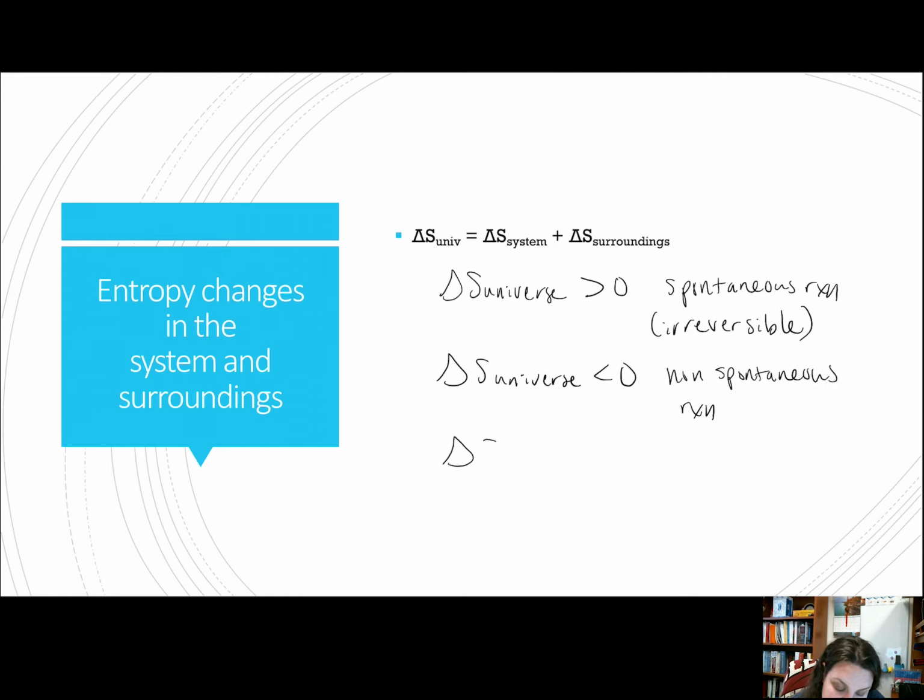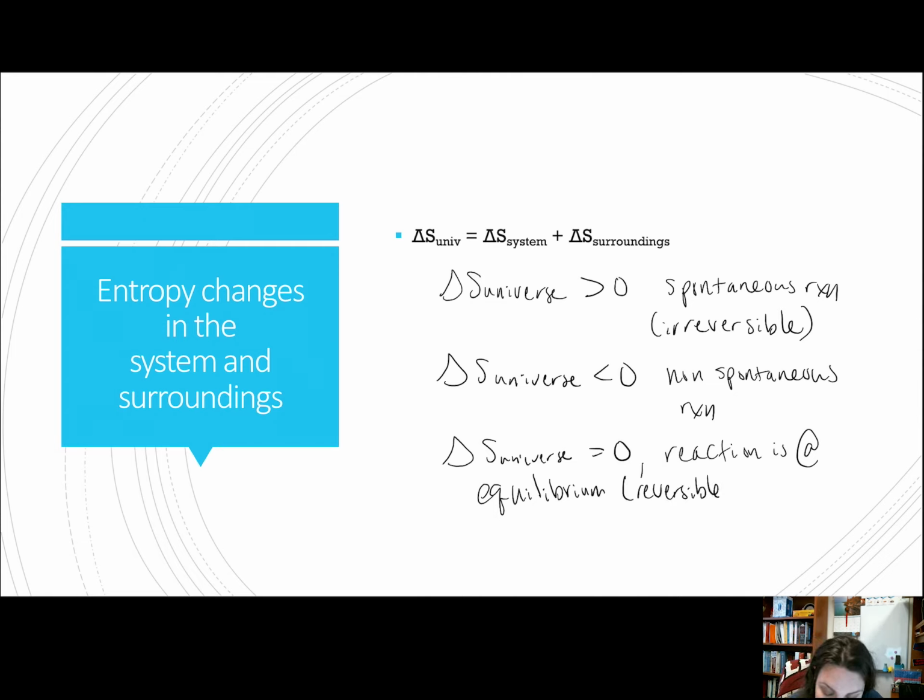And then if we have a delta S of our universe that is equal to 0, we have a reaction at equilibrium. And that is our reversible process, or what we take our reversible process to be. Though it is not truly a reversible process, again, as I said earlier, because entropy is a state function, we can treat it like a reversible process, which makes calculating our delta S for equilibrium processes much easier.